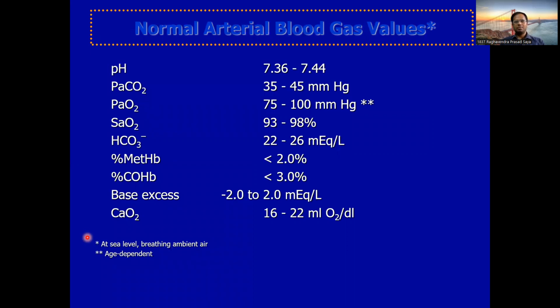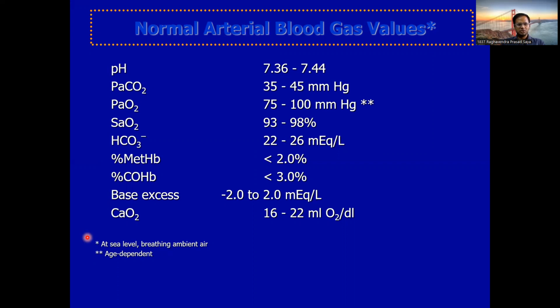So the normal arterial blood gas values are: the pH is around 7.36 to 7.44, PCO2 of 35 to 45 millimeter of mercury, PaO2 75 to 100 millimeter of mercury, and saturation is 93 to 99%. Bicarbonate is 22 to 26 milliequivalents per liter, methemoglobin concentration is less than 2%, carboxyhemoglobin concentration is less than 3%, and base excess is -2 to +2 milliequivalents per liter. And the oxygen content in the arterial blood is 16 to 22 ml per deciliter.